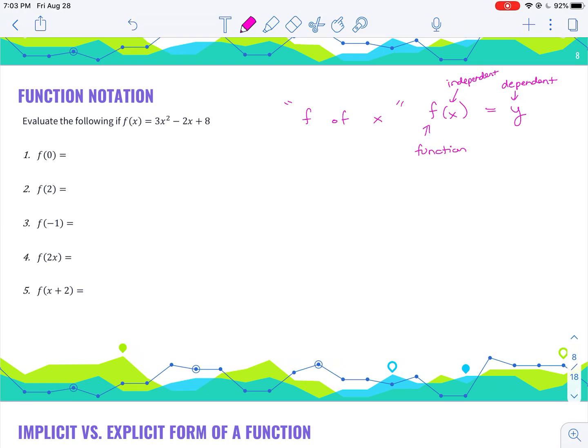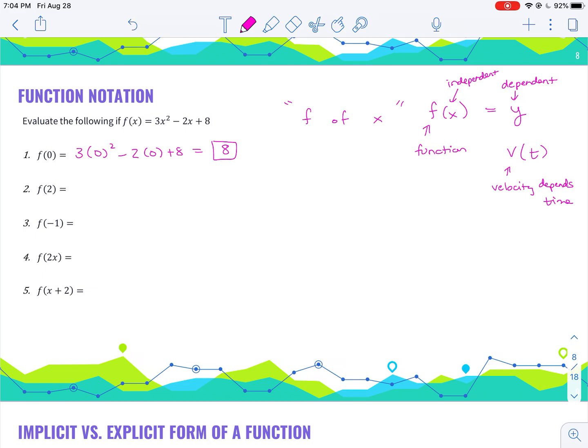In physics, you see this more often, like you can have v of t, and this is telling you that velocity depends on time. So time is your independent variable. In physics, these function notations come into play more often. So if you are going to evaluate f at 0, it's just telling you to take 0 and plug it in for each value of x. So this would be 3 times 0 squared minus 2 times 0 plus 8. And if I evaluate that, I would just get 8.